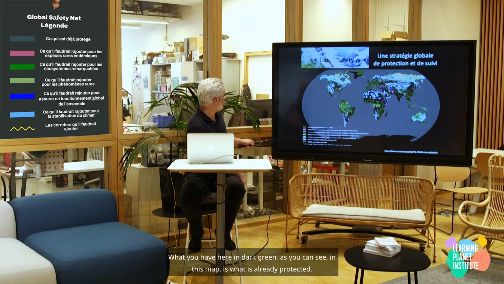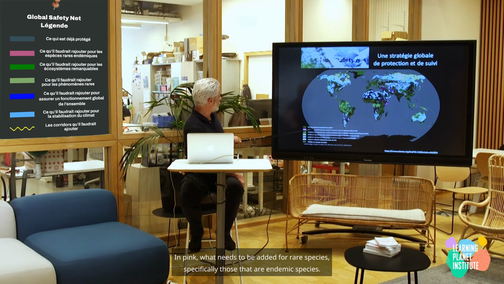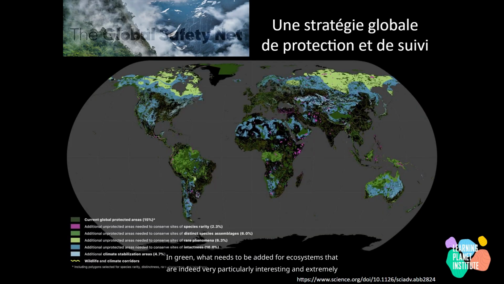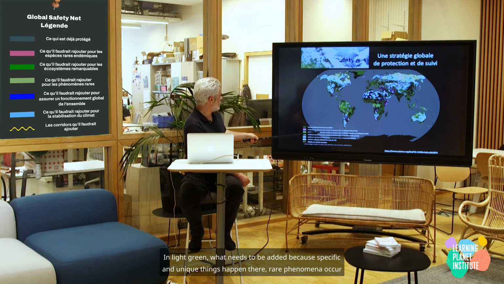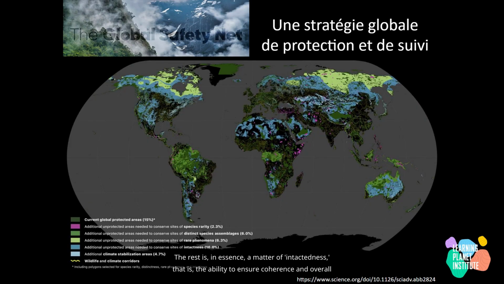What you have here in dark green, as you can see in this map, is what is already protected. In pink, what needs to be added for rare species, specifically endemic species. In green, what needs to be added for ecosystems that are very particularly interesting and remarkable. In light green, what needs to be added because specific and unique things happen there. Rare phenomena occur. The rest is a matter of intactness, that is, the ability to ensure coherence and overall functionality and integrity of the whole.